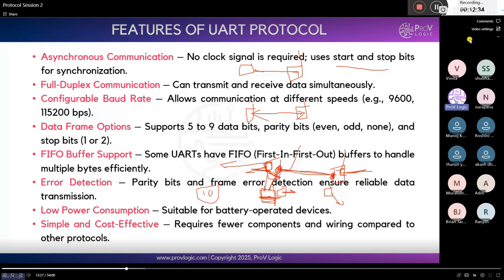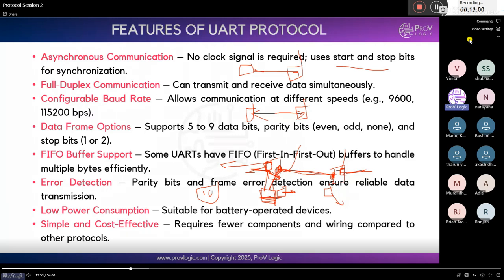Next, error detection. In the UART protocol, we have error detection by using the parity bit. It is the oldest version. It only detects, it doesn't even correct the error. But if you go forward to APB, AHB, AXI, USB, we have a lot of methods for error detection and error correction.